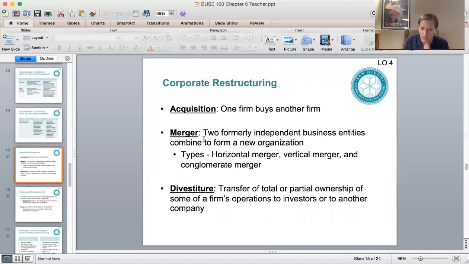A merger is when two formerly independent businesses become one new business. There are horizontal mergers, vertical mergers, and conglomerate mergers. One thing I want to say about mergers and acquisitions: almost always, in an acquisition, a big firm is buying a little firm. In a merger, two firms are becoming one, right?